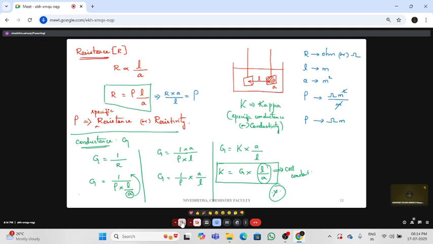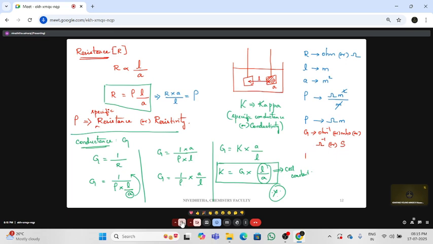What is the unit of conductance? Unit of conductance. Conductance is 1 by resistance. So what will be the unit then? Ohm inverse. Very good. Ohm inverse. Or it can be mho. Or it can be ohm inverse, or it can be Siemens. We can use any of these units. Okay, it is for conductance.